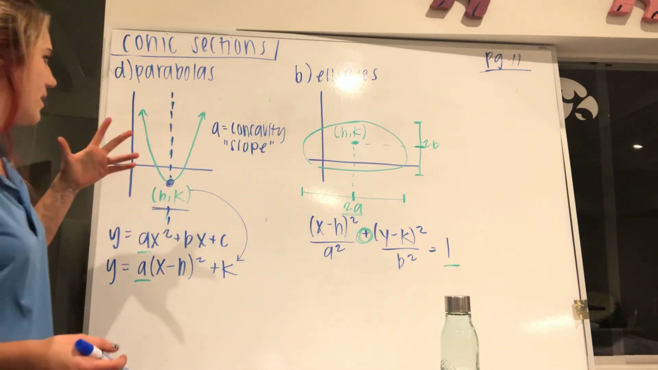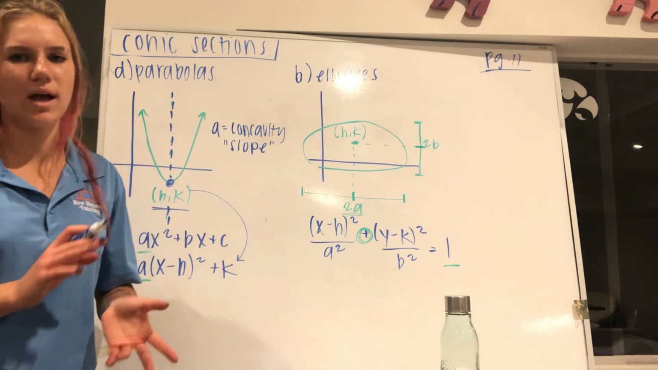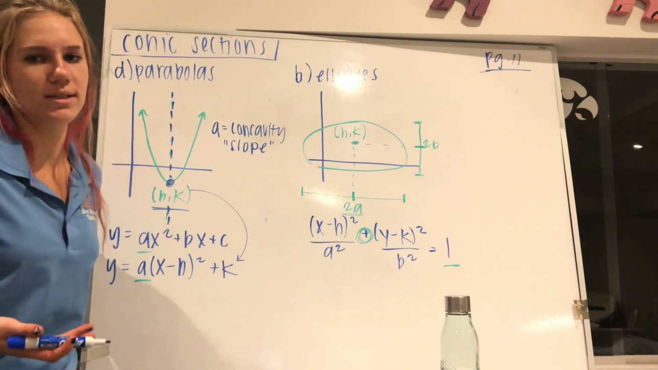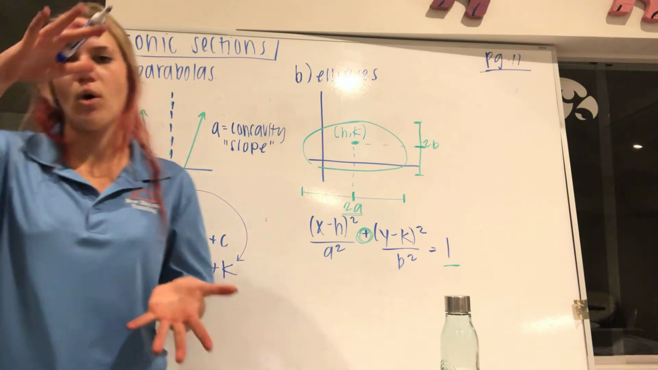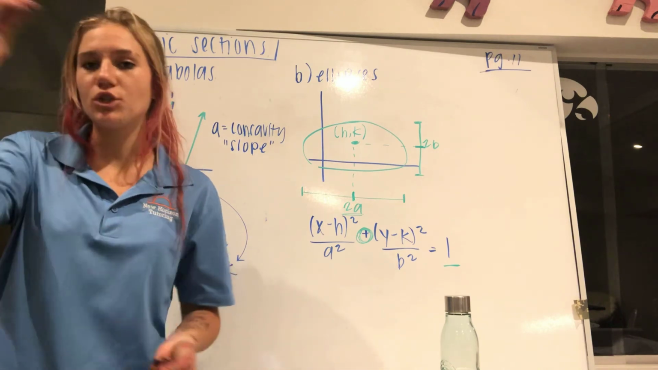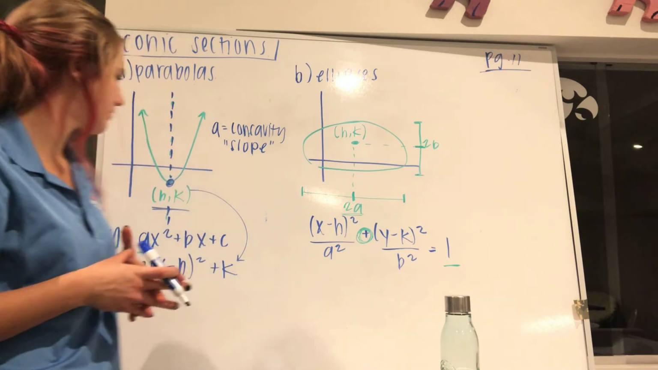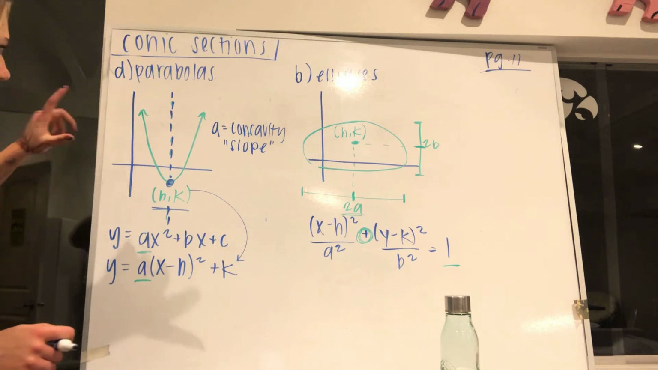In this case, our A is hypothetically positive because it points upward. Even though we're not dealing with an actual equation for this graph yet, we know that A would be positive. And then slope, basically just how vertically compressed or vertically stretched it is, depending on the actual numerical value of A itself. Okay, so that's a quick debrief of the graph.